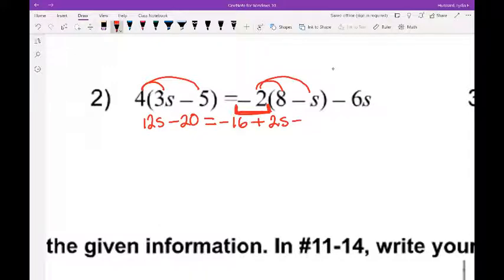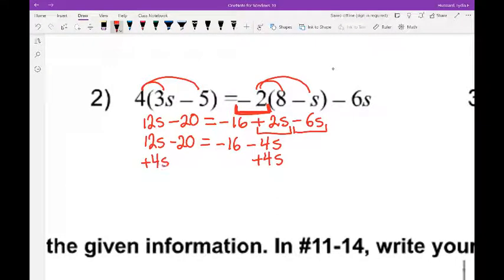And we'll just bring down that negative 6s because it's not in parentheses, so we are not going to be distributing that. From there, we need to combine our like terms. On the left side, I don't have anything to combine, but on the right side, I can combine this positive 2s and this negative 6s, and that will give me a negative 4s. Okay, because I want to keep things positive and my 12s is positive, but my 4s is negative, I'm going to add 4s to both sides. So that will give me 16s minus 20 equals negative 16.